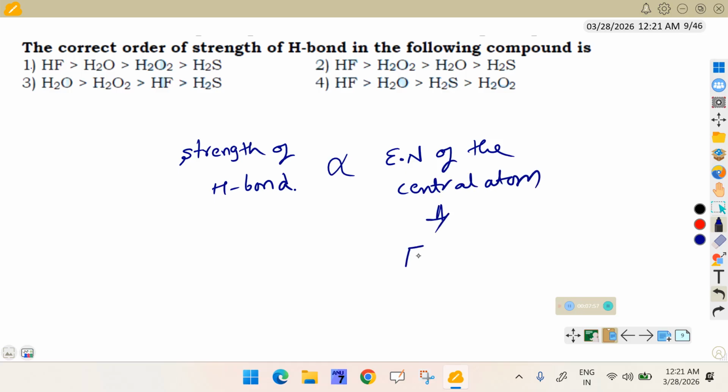Electronegativity order: fluorine is the most electronegative element, after that oxygen, after that nitrogen, after that chlorine, after that sulfur. So fluorine is the most electronegative element. HF, H2O, H2O2. H2O forms 2 hydrogen bonds. After that H2O2, finally H2S.